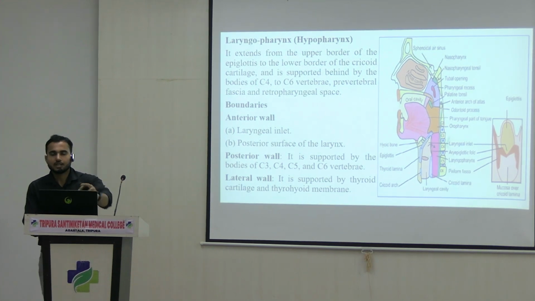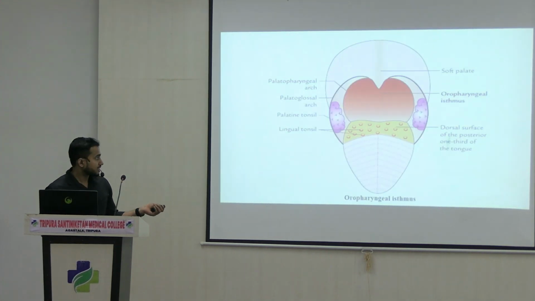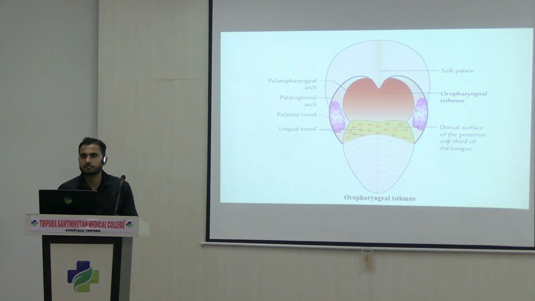So in the last class, if you remember, we discussed up to the oropharyngeal isthmus. The oropharyngeal isthmus is a feature of which pharynx? Which part of the pharynx?